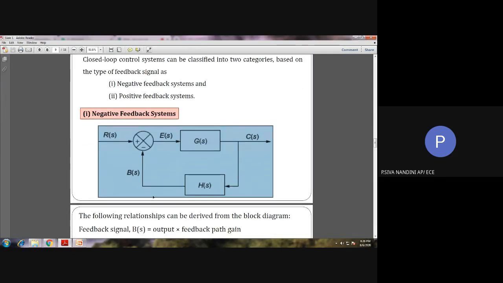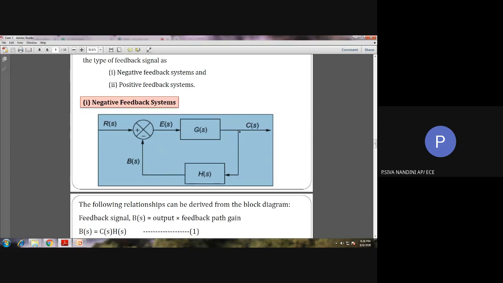So here, the feedback signal is B of S. The signal fed back from the output to the summing point is B of S. So we can say this B of S is equal to the output times the feedback path gain. That is, here we got the output C of S and it is multiplied with the feedback path gain H of S. This is known as feedback path gain.